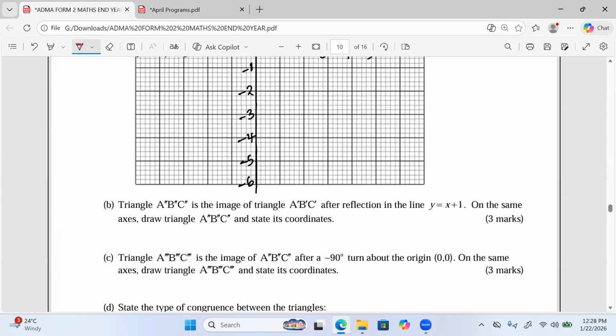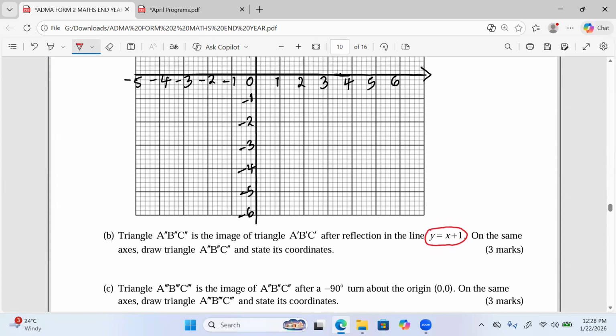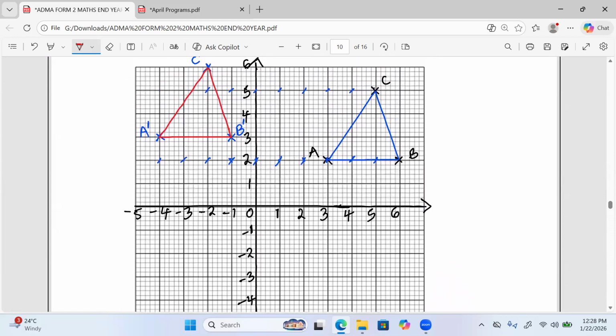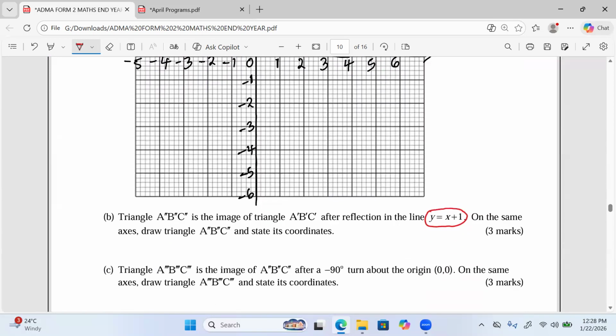Part B, triangle A prime, B prime, C prime is the image of ABC after reflection in the line y equals x plus 1. On the same axis, draw the triangle A double prime, B double prime, C double prime, and state its coordinates. So when you look at this, we are now moving from a translation that we've already performed to a reflection.